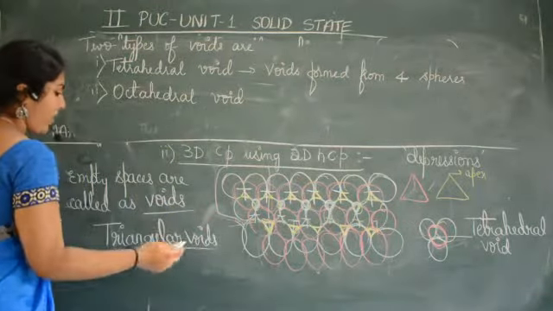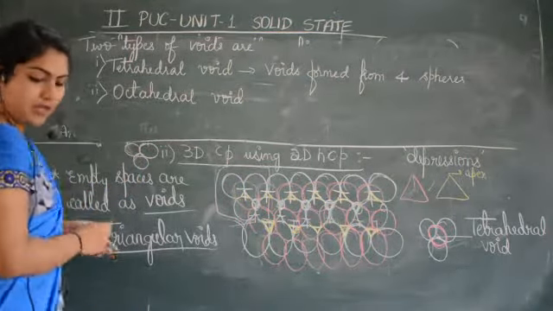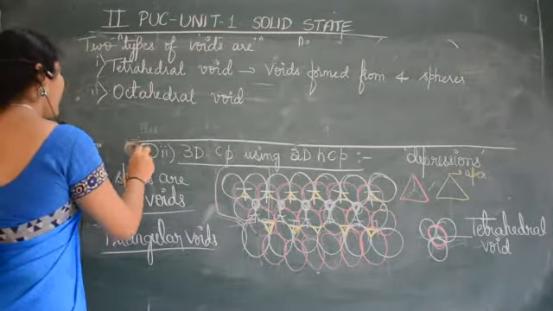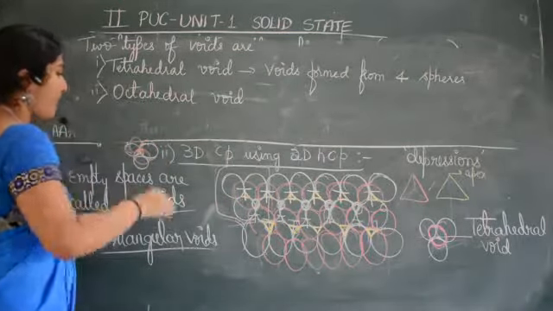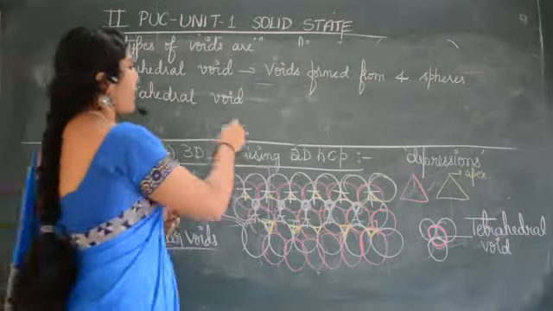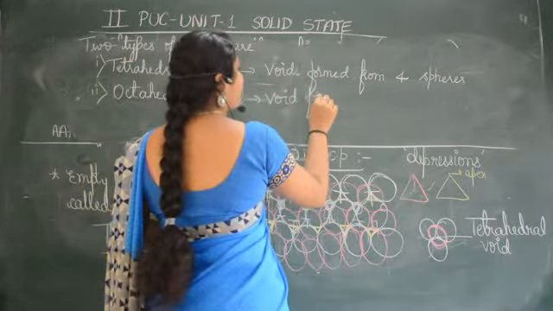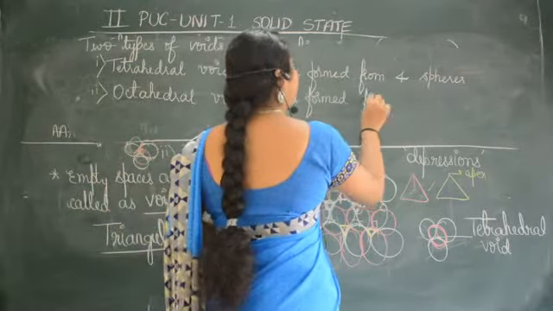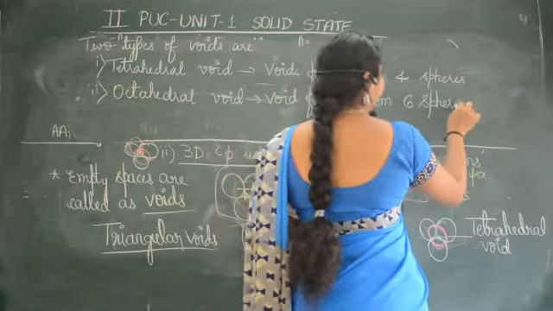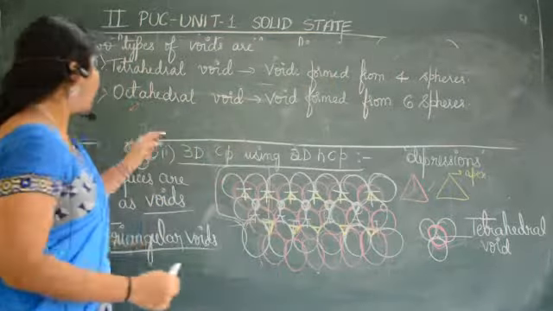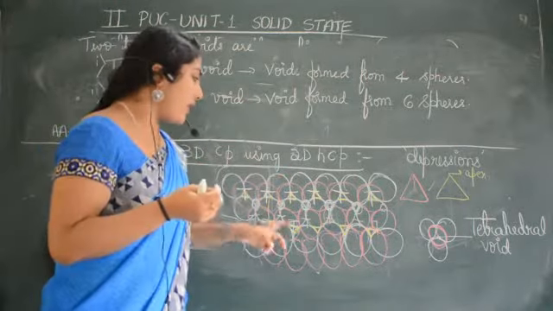Whereas an octahedral void is formed this way. 1, 2, 3 already it was there, isn't it? Above that again 1, 2, 3. So in between a void will be formed, isn't it? That is called an octahedral void. So a void formed from how many spheres? 6 spheres. It is called an octahedral void. Very important. Remember this: tetrahedral void and octahedral void.